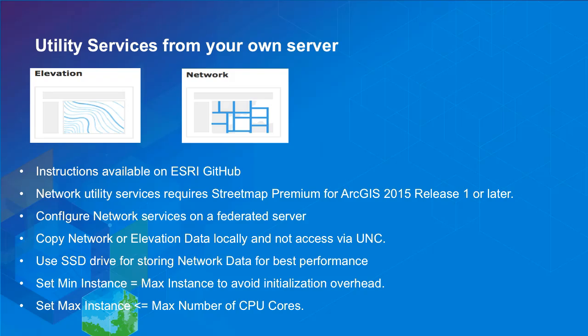Another recommendation that we have here is that you set the minimum instance and max instance to be the same for the network and elevation services. What does that mean? It means that these services are always available and running and ready for accepting any requests. If your min instance is 1 and max instance is 2, let's say there's 2 concurrent requests coming, one will be available readily to perform. For the other instance, it has to start up, and there's going to be some performance overhead there. And here again, you have to ensure that you have your max instance less than the maximum number of CPU cores available, because the network services are CPU intensive.